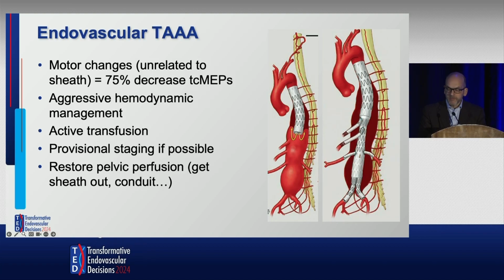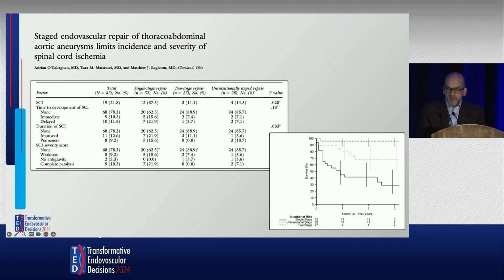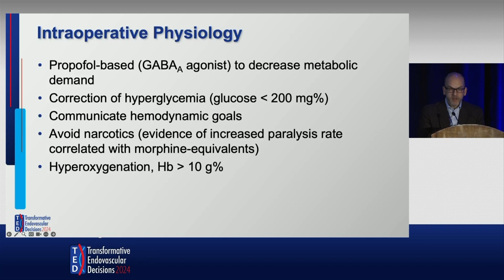So this is a paper from Matt Eagleton that looked at spinal cord ischemia rates in endovascular complex aortic cases, based on single stage repair, provisional, and then planned stage. The dotted line at the top of the Kaplan-Meier curve for the event rate is the patients who underwent planned staged repair. These data have been replicated in the ARC data set and in other large data sets: planned staged repair is safer for reducing the risk of spinal cord ischemia.